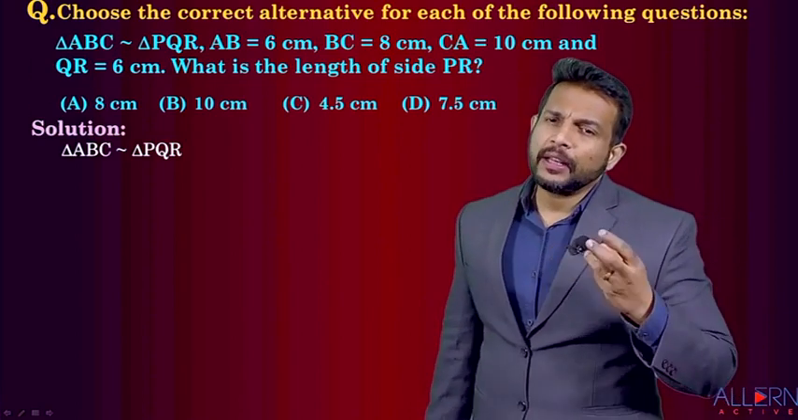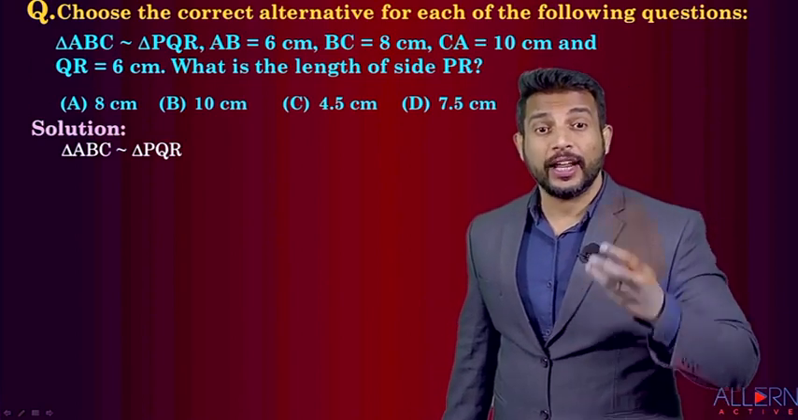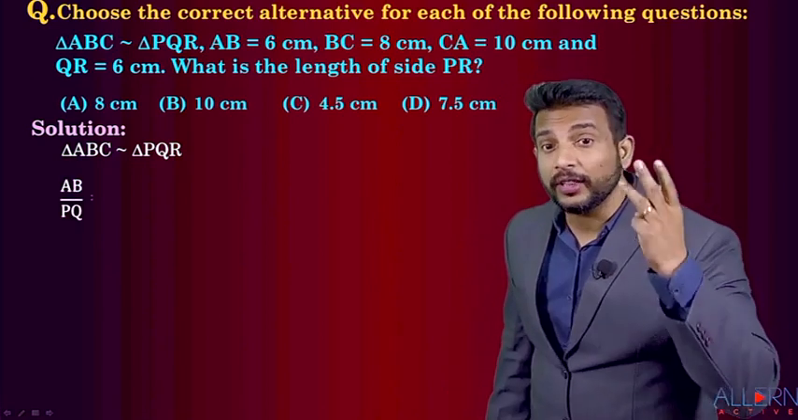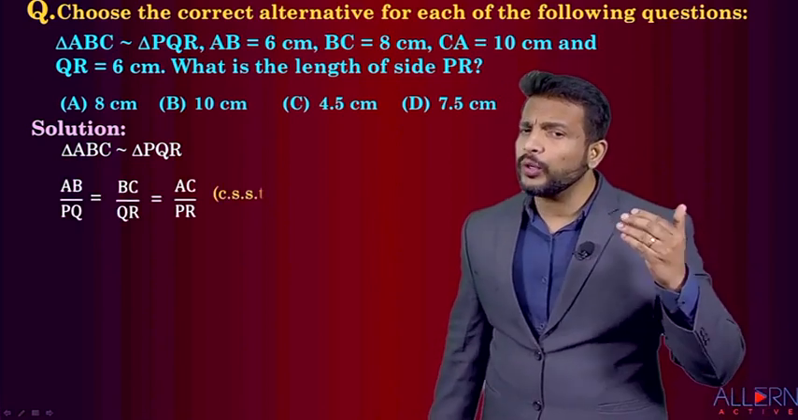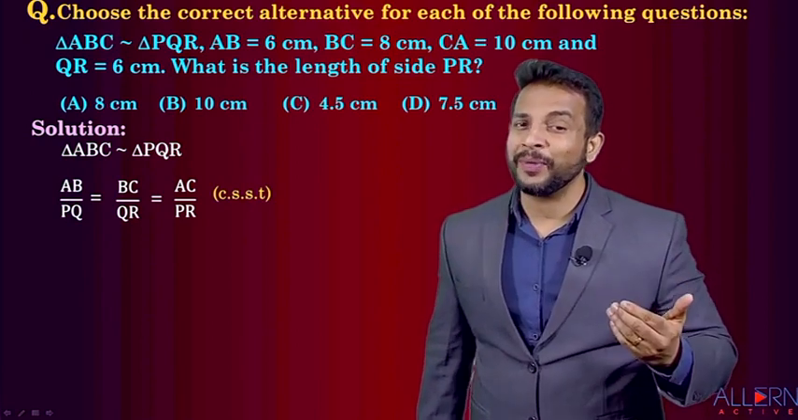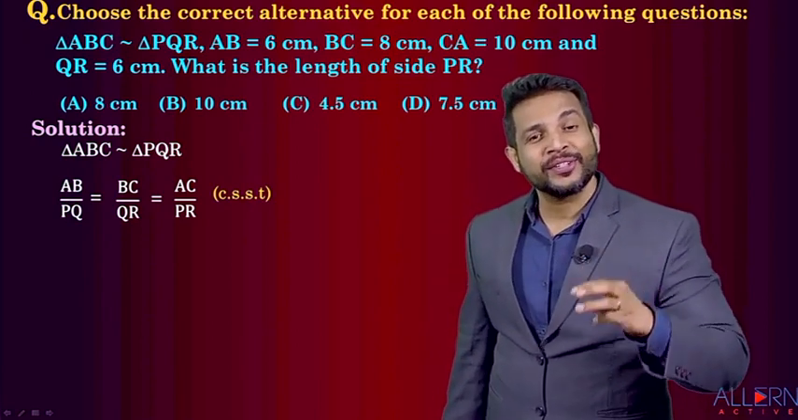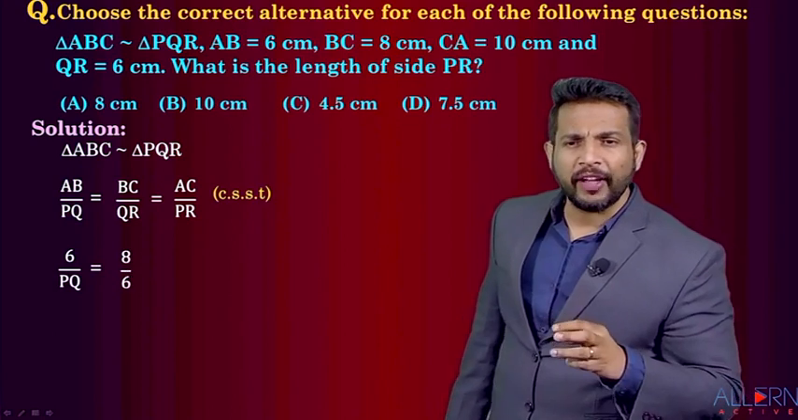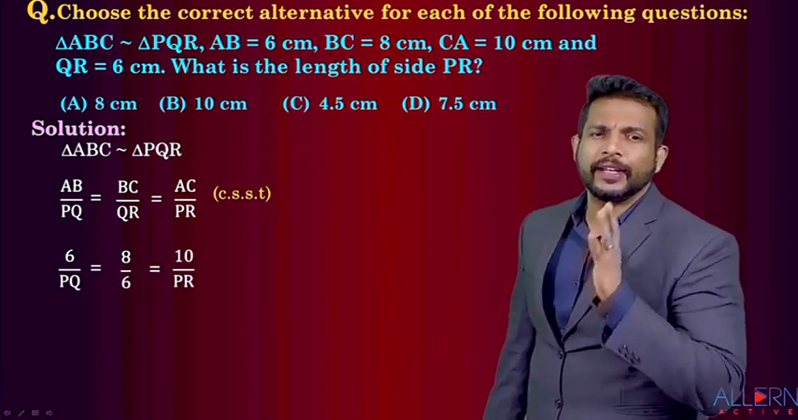Two triangles ABC and PQR are similar. That means we know that the ratio of their corresponding sides are equal, all the three. We can write AB upon PQ is equal to BC upon QR is equal to AC upon PR. Reason is corresponding sides of similar triangles. Let's substitute the value of what we know. When we substitute, we get this.